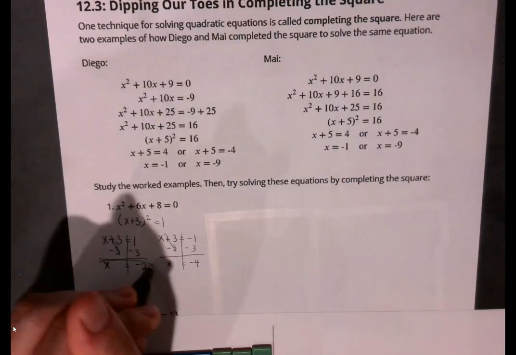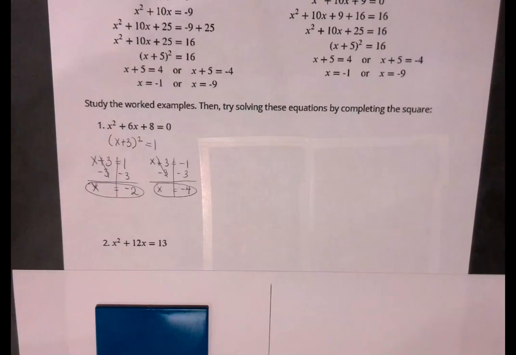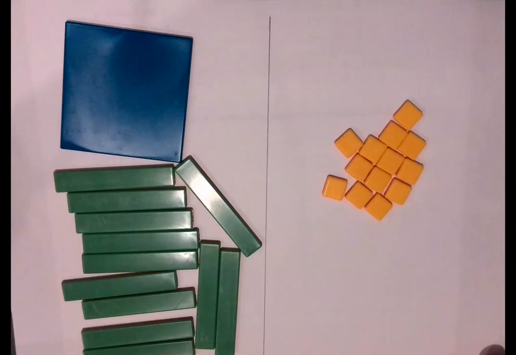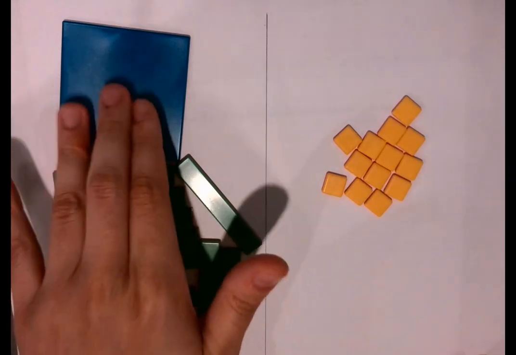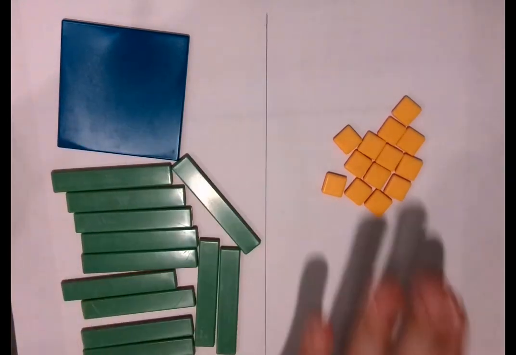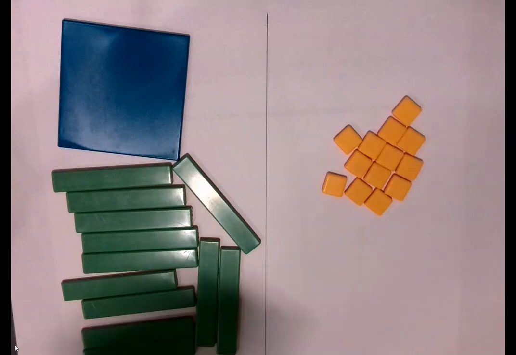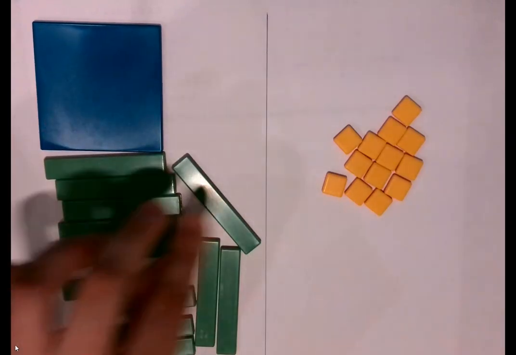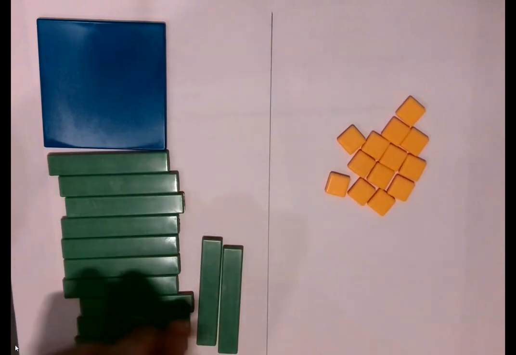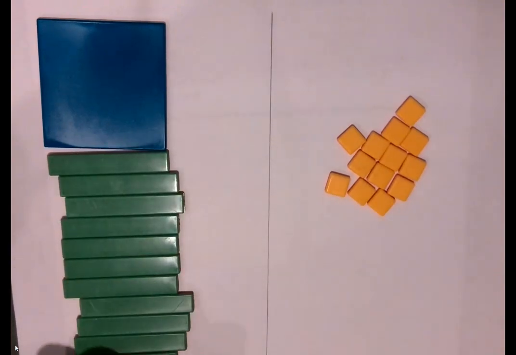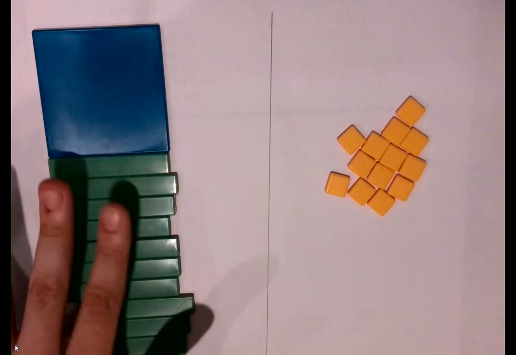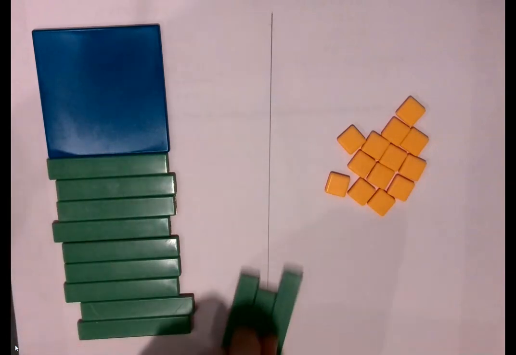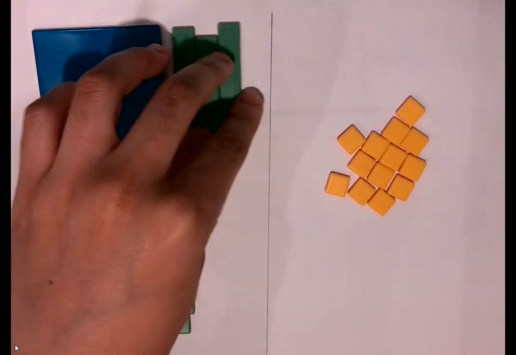negative 4. My next equation is solved by completing the square: x squared plus 12x equals 13. So on my mat, I have my left side, x squared plus 12 x's, equals 13 ones pieces. And again, I like to start off with my x squared piece and my x's, and I want to turn these into a square. So I like to have my students move pieces one at a time, or in this case, we might do 3 at a time just because there's so many pieces here.